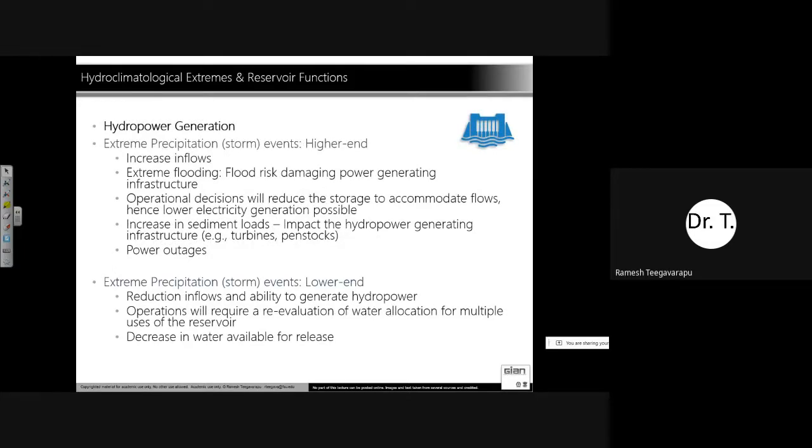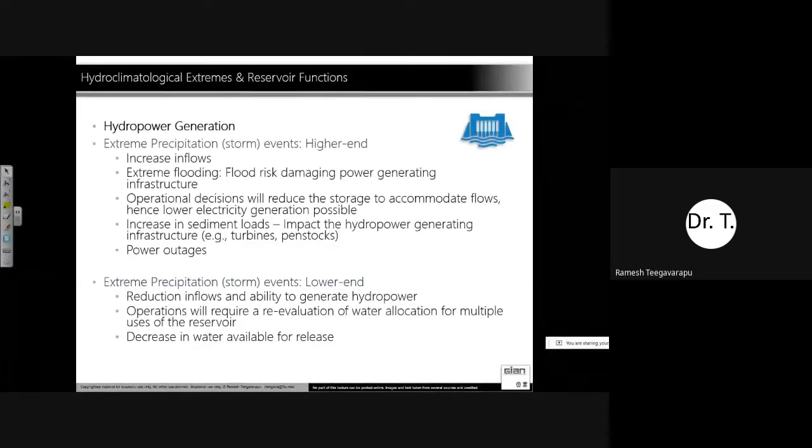Now, how is it going to affect the hydropower generation? Increase in inflows, of course, and flood risk damaging the hydropower infrastructure also. Operation decisions will reduce the storage to accommodate flows. Hence, you can reduce the electricity production because you're trying to accommodate the new flows. You are reducing the storage, so the head is reduced, and that will impact the hydropower. So power outages, and sediment loads can impact the infrastructure of turbines and penstocks.